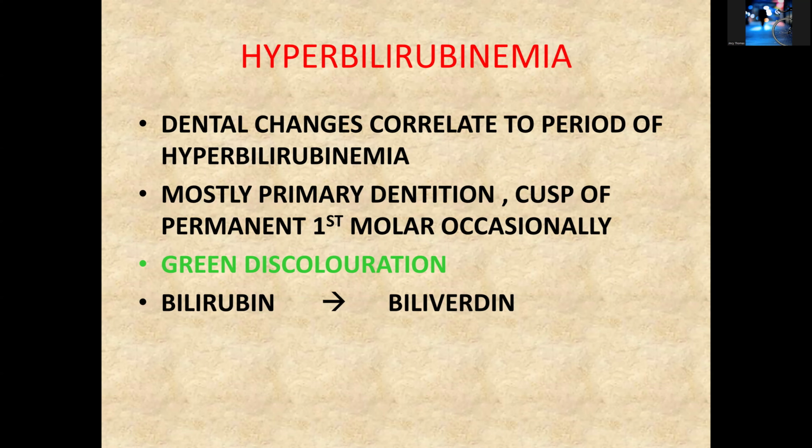Hyperbilirubinemia. The dental changes can correlate to the period of hyperbilirubinemia. Mostly it affects the primary dentition and the cusp of the permanent first molar occasionally. And here it results in the green discoloration of teeth. Again, the causative agent is the same, that is bilirubin being broken down to biliverdin, which is green in color.